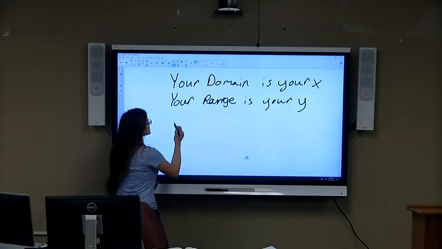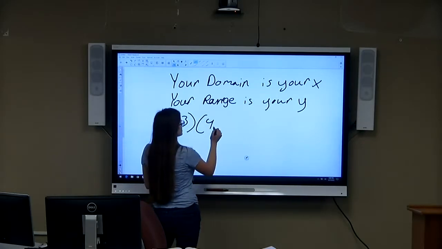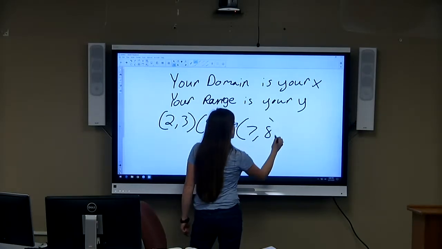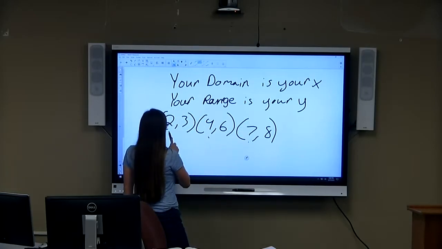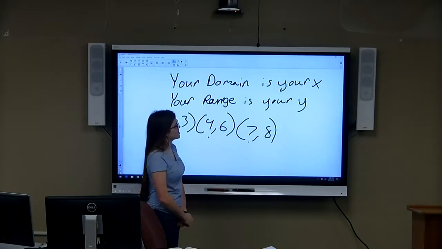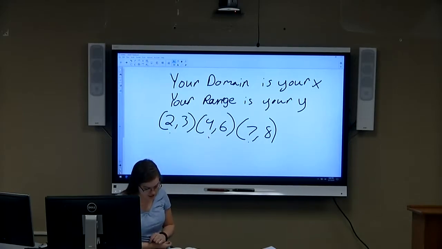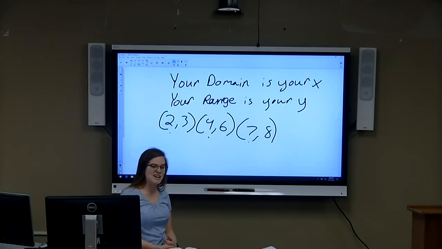So in points like 2, 3, 4, 6, 7, 8, these will be your x's, or these will be your domains or your x's, and the other ones without red dots over them will be your ranges or your y's. So in 24, it says -2, -1, 3, and 4. If none of those numbers are repeated, you know that is a function. If it is repeated, you know that is not a function.